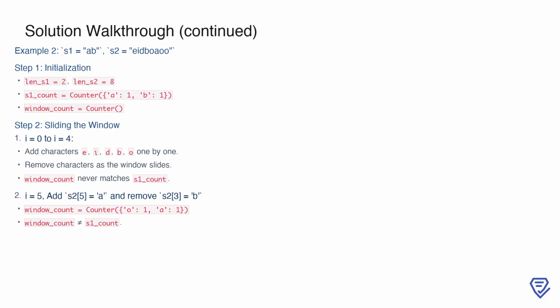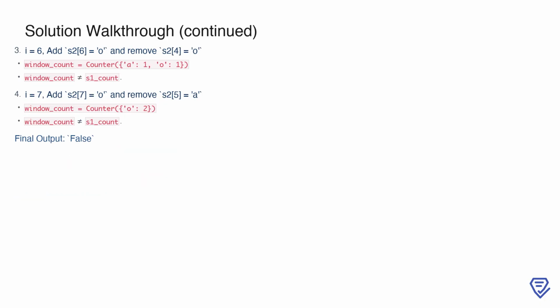Even though the window size equals the length of S1, the character frequencies don't align. At index 5, we add A and remove B, updating the window_count to O1, A1, but once again, it doesn't match S1_count. At index 6, we add O to the window and remove O, keeping the window_count as O1, A1. Then, at index 7, we add another O and remove A, resulting in O2. Throughout this sliding window process, the window_count never matches S1_count, meaning there is no permutation of S1 in S2. Hence, the output for this example is false.